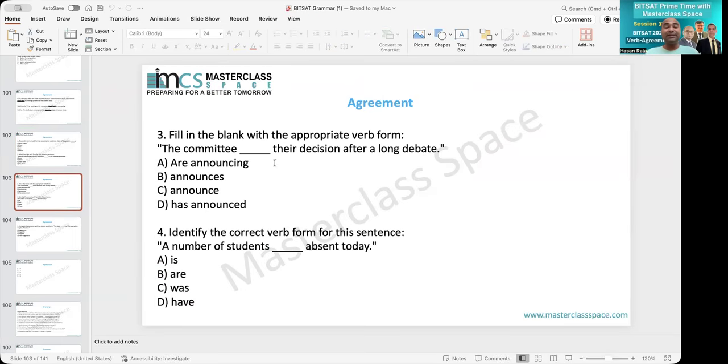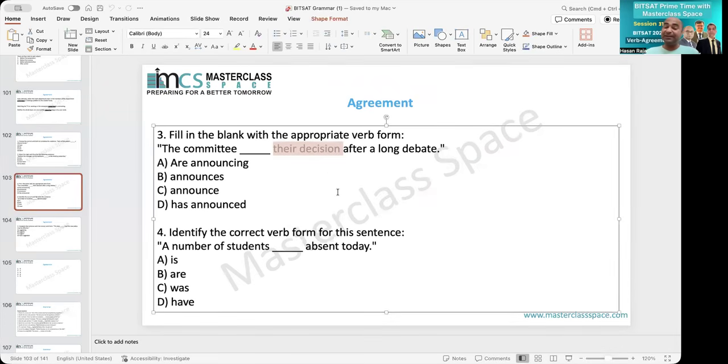Now, "The committee dash their decision after a long debate." Okay, so the committee, their decision. Because we are talking about "their," it means many people. If it is only "committee" without any pronoun, then we could consider it singular. But because we are talking about "their," we are talking about a group of people, so the committee will be plural here. So "the committee are" is fine. "Announces" is singular. Remember, when we add s or es to a verb, it becomes singular. So this part is out. "Has announced" is out.